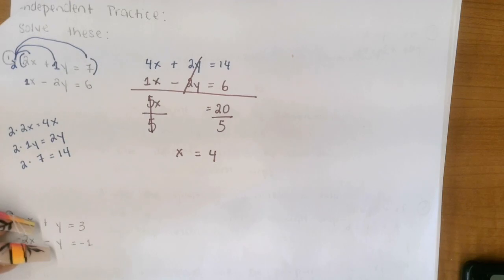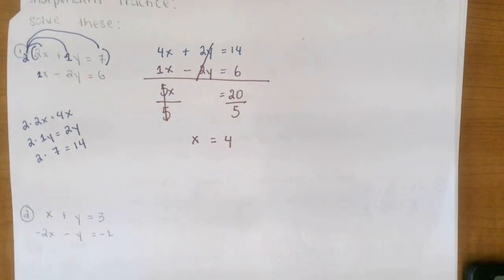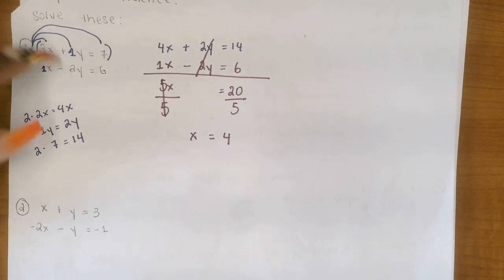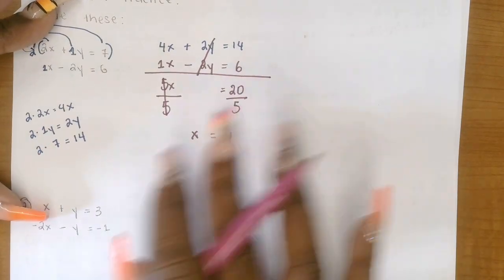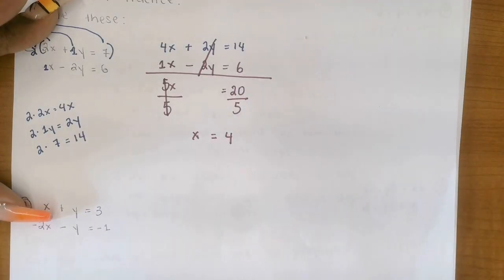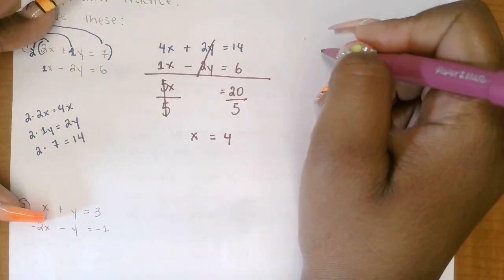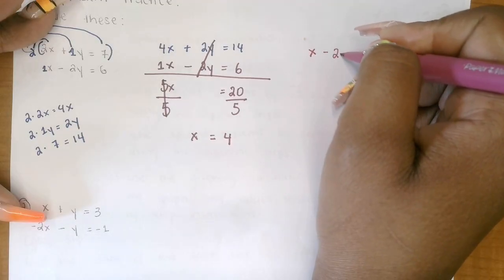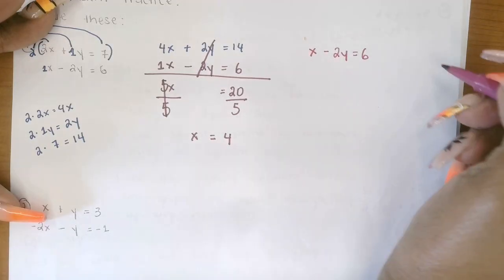next part to figure out the value of y, we're going to look at one of our original equations, rewrite it, and plug in the value of x here. So I'll choose the second equation, x minus 2y equals 6.